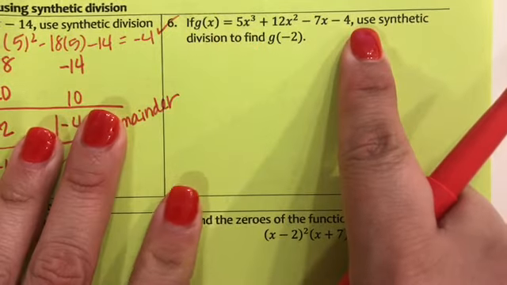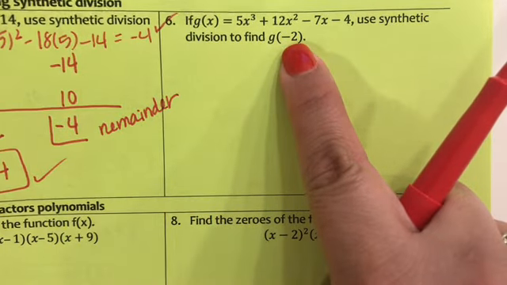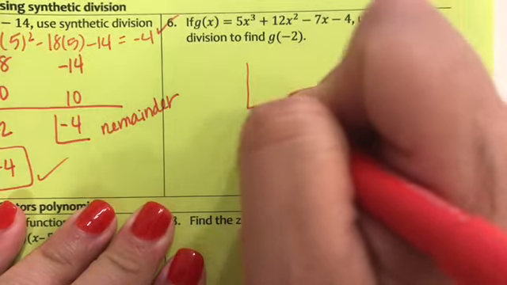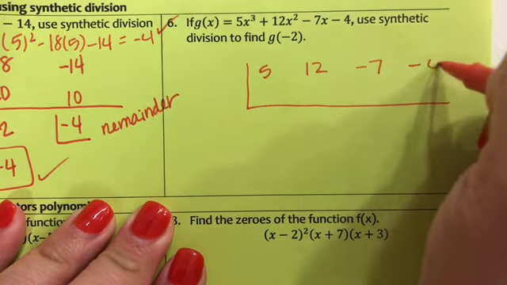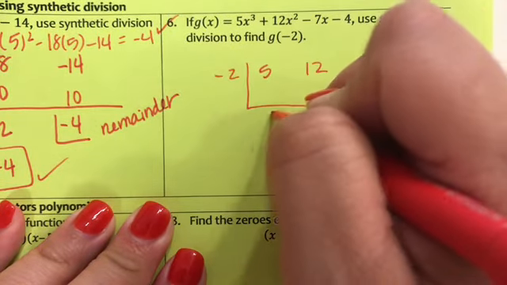We need to see if we have any placeholders. We're just going to keep the number the same, so it's the same on the outside. I'm going to set this up: 5, 12, negative 7, negative 4, negative 2.